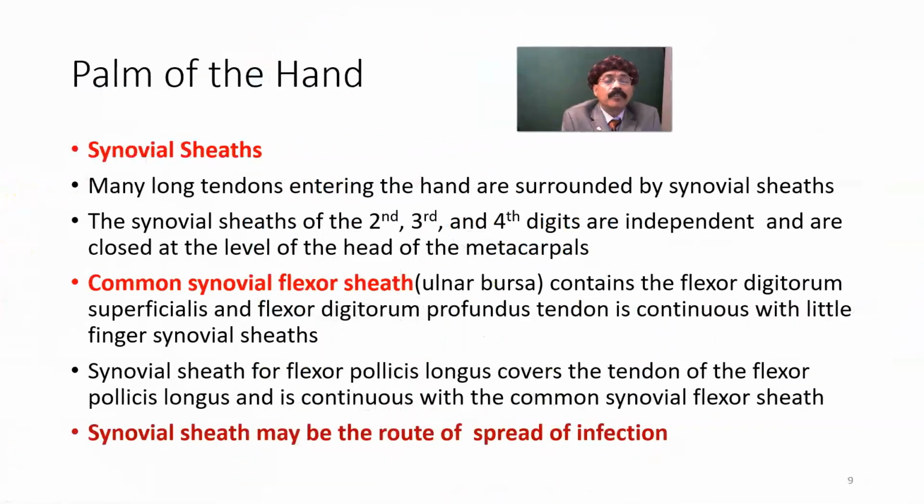We have to give emphasis to the synovial sheath. Many long tendons entering the hand are surrounded by synovial sheath. Synovial sheaths on the second, third, and fourth digits are independent and are closed at the level of the head of the metacarpal. The common synovial sheath, the ulnar bursa, contains the flexor digitorum superficialis and flexor digitorum profundus tendons, and these tendons come through the carpal tunnel, which is formed above by the flexor retinaculum and below by the carpal bones.